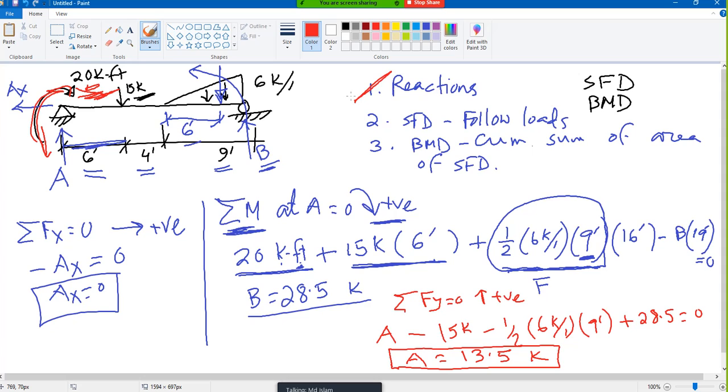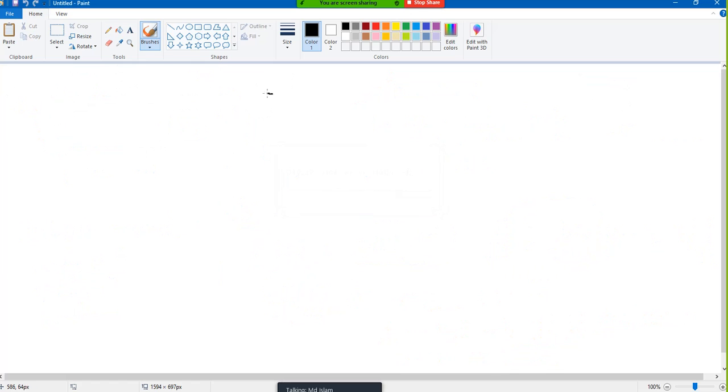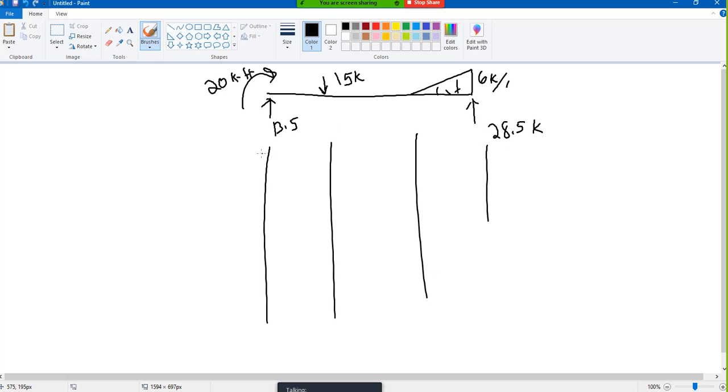So next we'll go to step number two. Before that, I need you to memorize the numbers: 28.5, 13.5. The beam I can remember. Okay, make sure you took it. If you did not take it, I will wait a few seconds. Okay, hopefully you did. 6 kip, 9, 20, 15. Okay, now if I draw it, here is 13.5. Here is 15. Here there is a concentrated kip. Here there is a uniformly varying load, 6 kip per feet. What is my distance? It was, I forgot, 6. It was 4. It was 9.